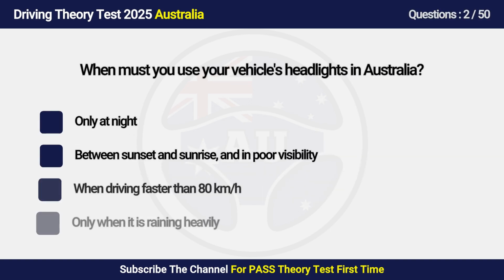Question 2. When must you use your vehicle's headlights in Australia? A. Only at night. B. Between sunset and sunrise and in poor visibility. C. When driving faster than 80 kilometers per hour. D. Only when it is raining heavily.